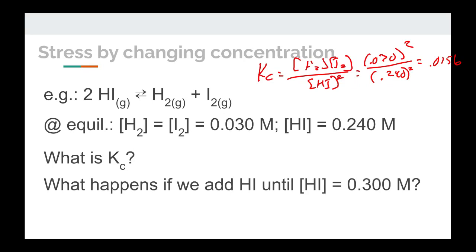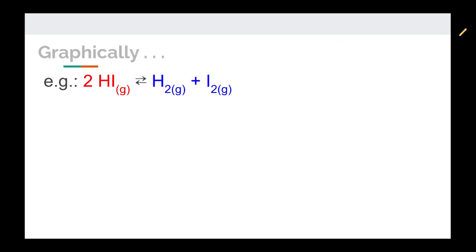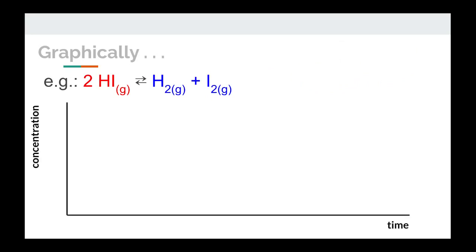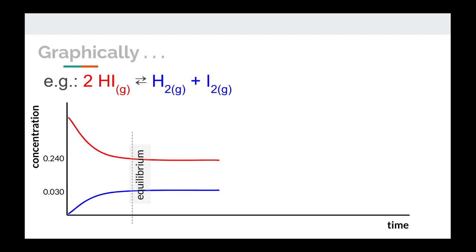Now, what would happen if, while this was at equilibrium, we added HI until the concentration of HI went up from 0.24 to 0.3? Let's look at it graphically. This is concentration versus time. If we started out initially with all HI, let's say, and no H2 and I2, we would decrease the concentration of HI and increase the concentration of the H2 and I2 until we reached our equilibrium.